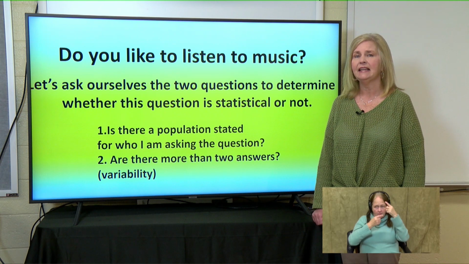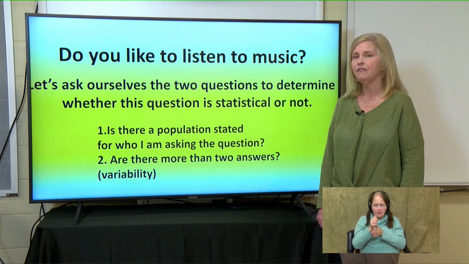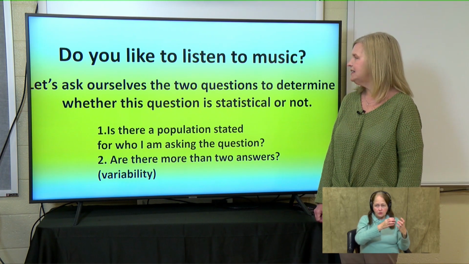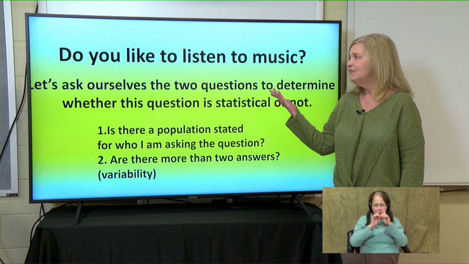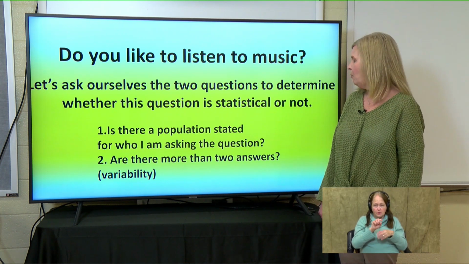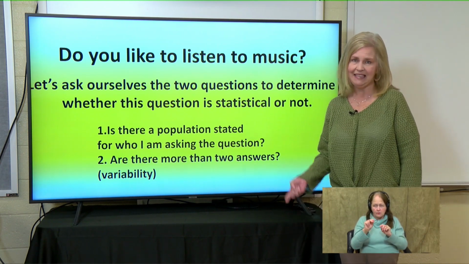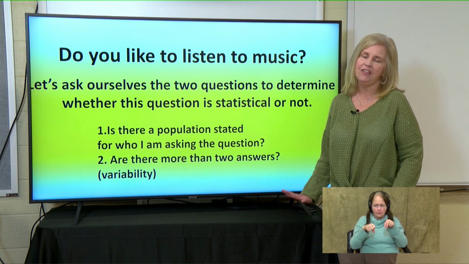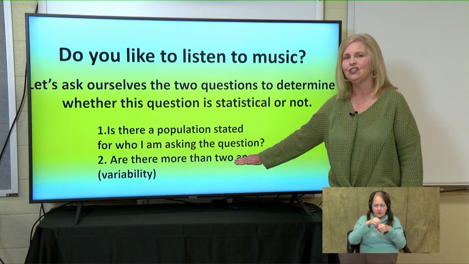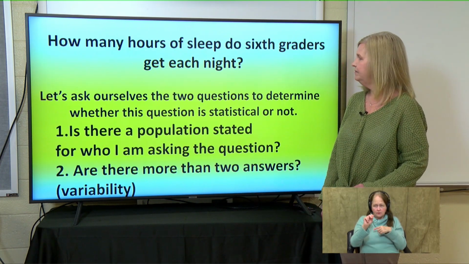Think about it for a second. Would it be statistical or not statistical? Ask yourself the questions. Is there a population stated for who I'm asking the question? You. That's the only thing I see there. Number 2, are there more than 2 answers? No. It's either going to be a yes or a no answer. So if both of these have to be in a statistical question for it to be statistical, the answer is no to this.